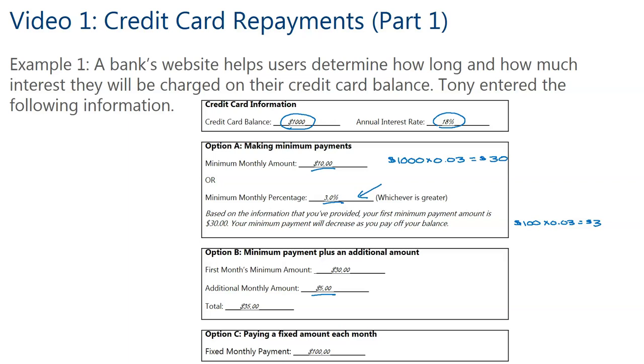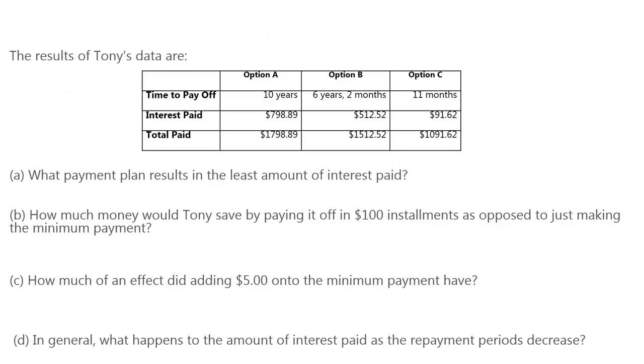Now option C, he pays a fixed amount each month. He pays $100. Now let's look at the results of these 3 options. If he chooses option A and makes a minimum payment, it would take him 10 years to pay off the balance. He would pay $798.89 in interest for a total of $1,798.89. Now if he chooses option B, he'd pay it off a bit quicker in 6 years and 2 months.